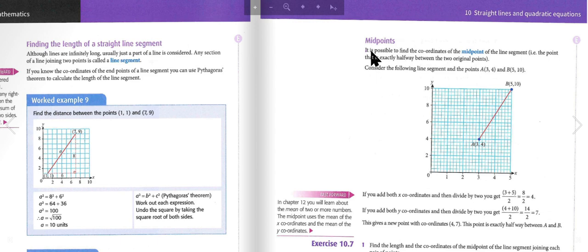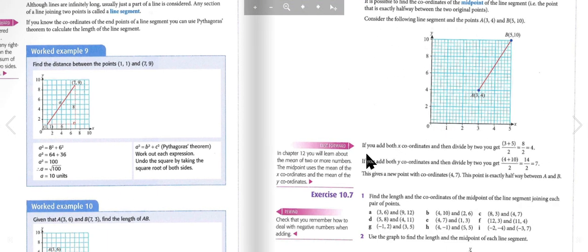Midpoints. It is possible to find the coordinates of the midpoint of a line segment, which is the point that is exactly halfway between the two original points. Consider the following line segment and the points (3, 4) and (5, 10). If you add both x coordinates and then divide by 2, you get 3 plus 5 over 2, which is 4. If you add both y coordinates and then divide by 2, you get 4 plus 10 over 2, which is 7. So the midpoint is here, (4, 7). This gives us a new point with coordinates (4, 7). This point is exactly halfway between A and B.